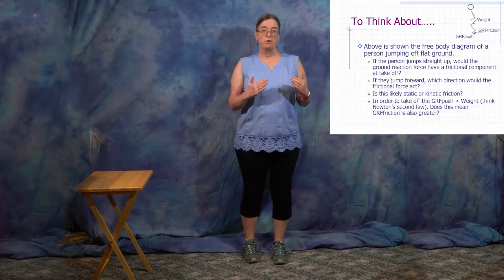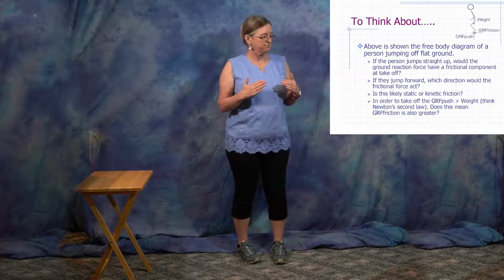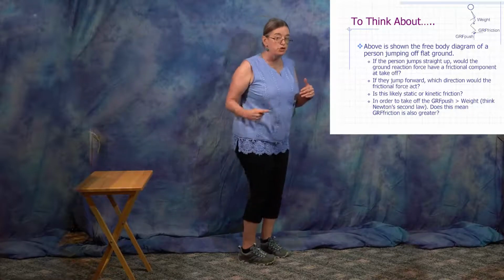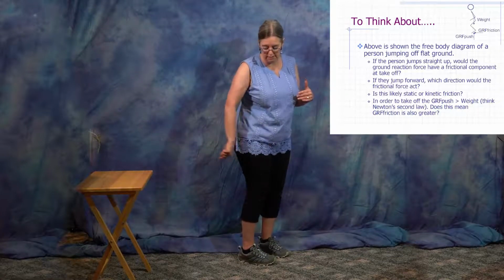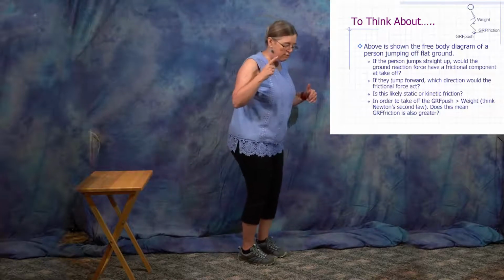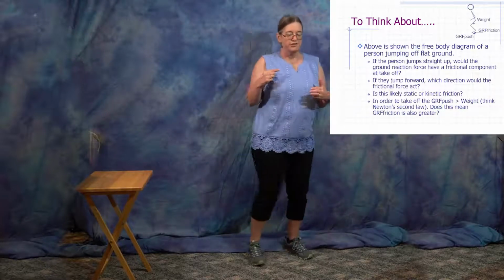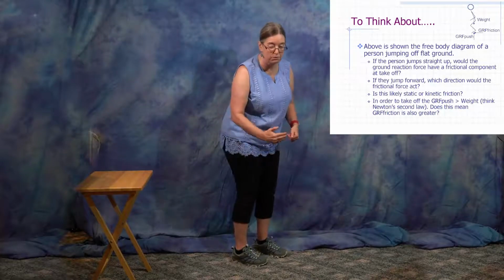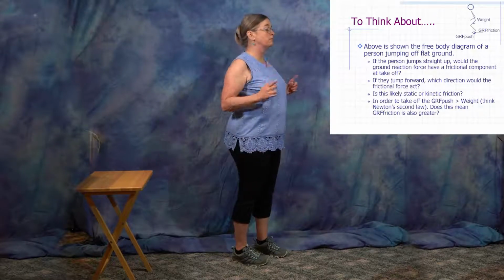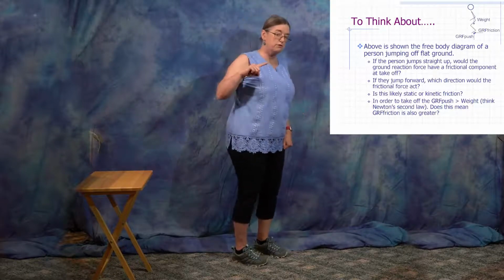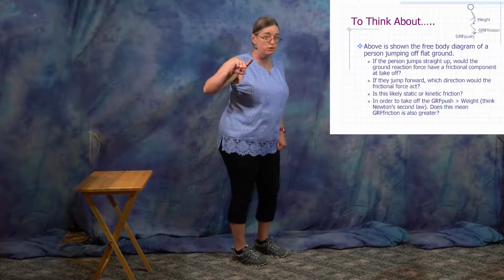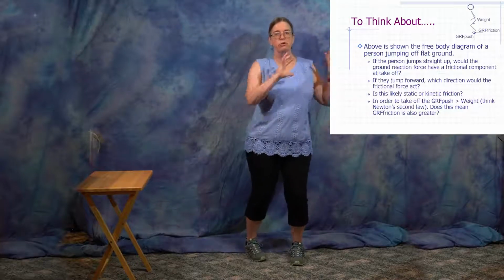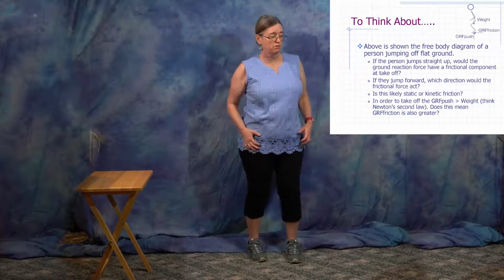If they jump forward, which direction would it be acting? The frictional force would be acting forward on the shoe, okay? Backwards on the ground, forward on the shoe. Even though I said that it was opposite movement, and remember, that was the movement of the ground with respect to the shoe, not the movement of the person. So the ground reaction force frictional component on the person, on that free body diagram, has to point in the direction they're going to accelerate, which would be forward if they're jumping forward.